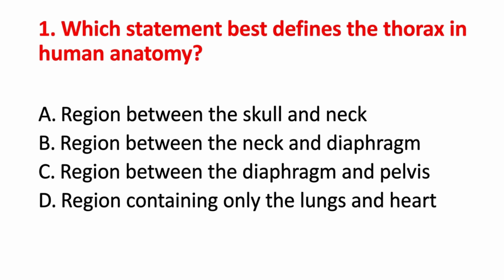Which statement best defines the thorax in human anatomy? A. Region between the skull and neck. B. Region between the neck and diaphragm. C. Region between the diaphragm and pelvis. D. Region containing only the lungs and heart. You have 5 seconds.